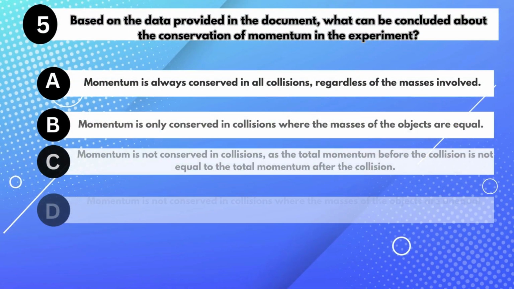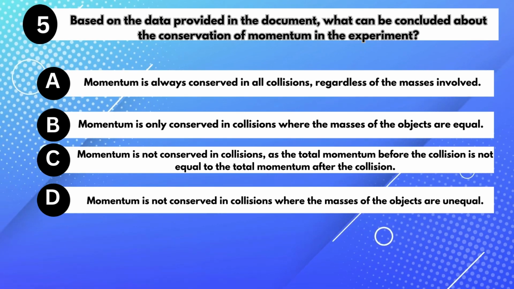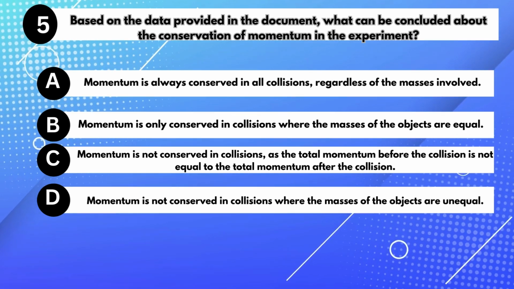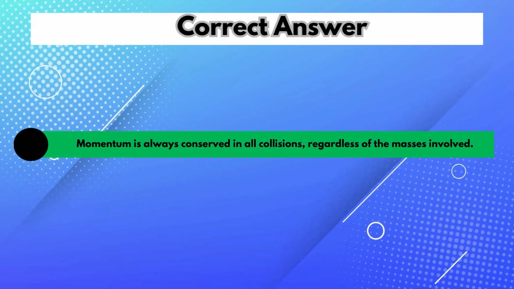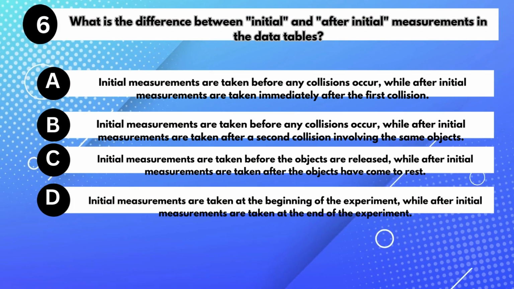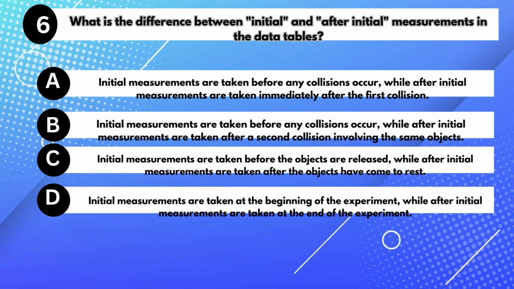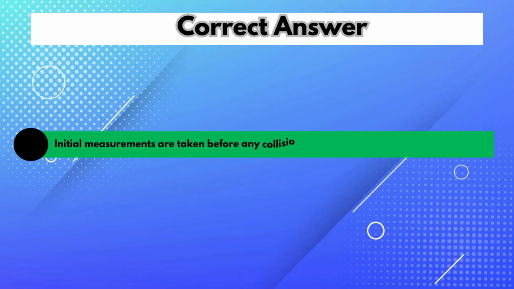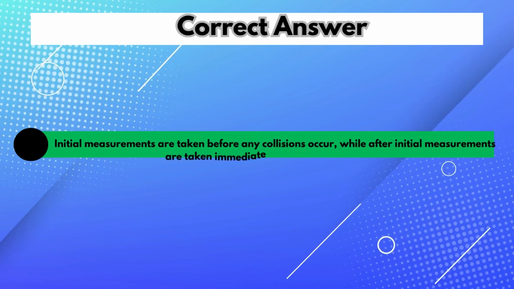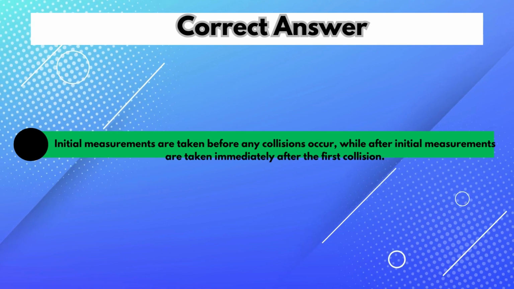5. Based on the data provided in the document, what can be concluded about the conservation of momentum in the experiment? Momentum is always conserved in all collisions, regardless of the masses involved. 6. What is the difference between initial and after initial measurements in the data tables? Initial measurements are taken before any collisions occur, while after initial measurements are taken immediately after the first collision.